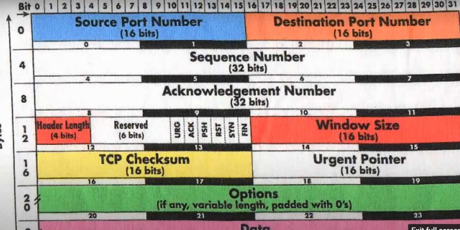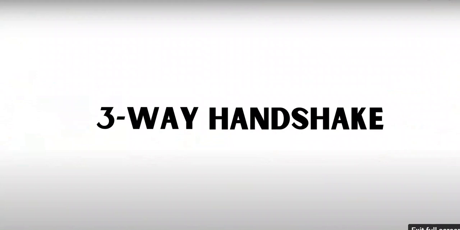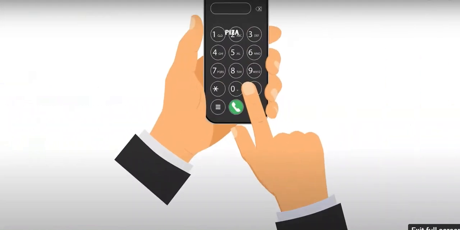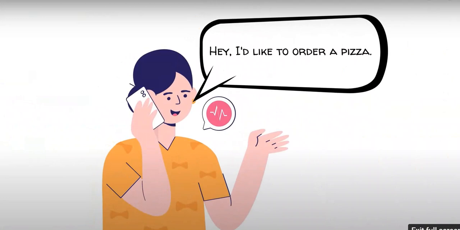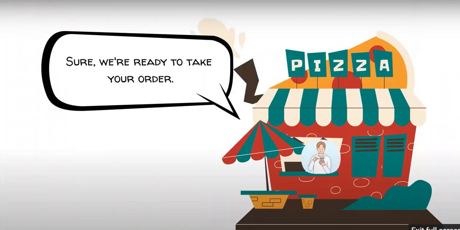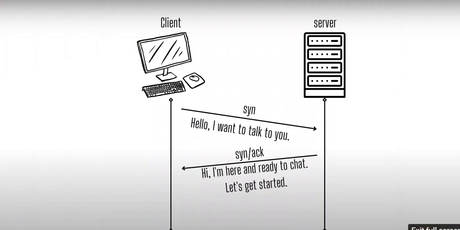Every TCP connection starts with a three-way handshake. Imagine you're trying to start a conversation with someone, let's say ordering a pizza over the phone. You dial the pizza place and say, "Hey, I'd like to order a pizza." This is like the SYN packet where you're initiating the connection and saying, "Hello, I want to talk to you." The pizza place responds, "Sure, we're ready to take your order." This is like the SYN ACK packet where the server acknowledges your request and says, "Hi, I'm here and ready to chat. Let's get started."